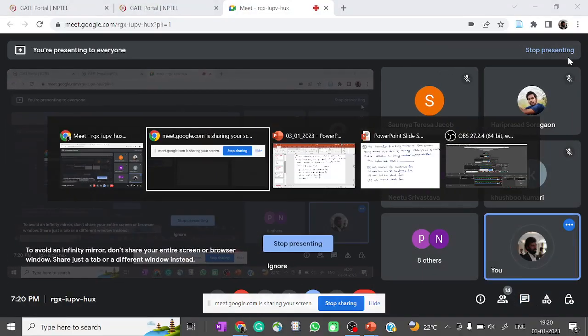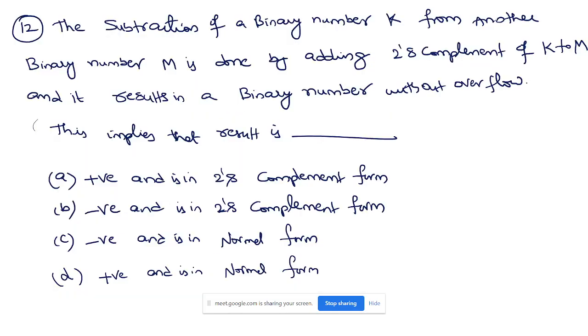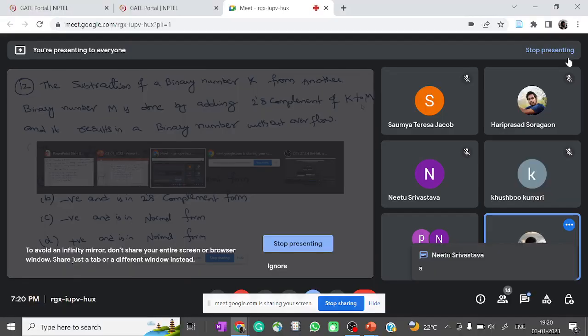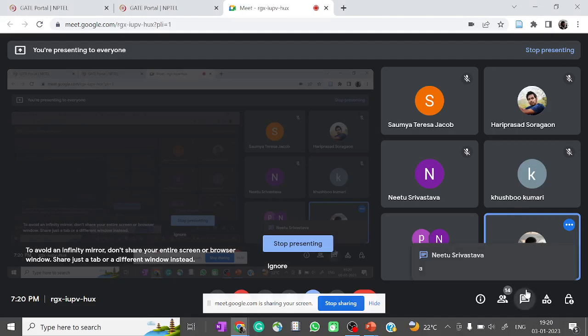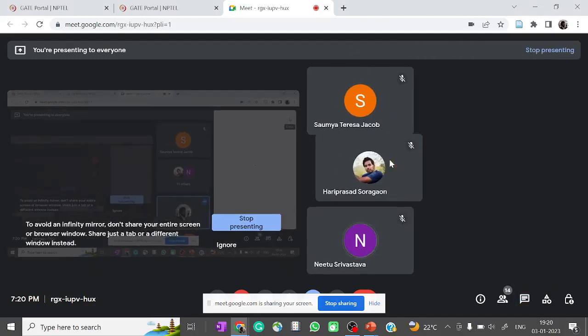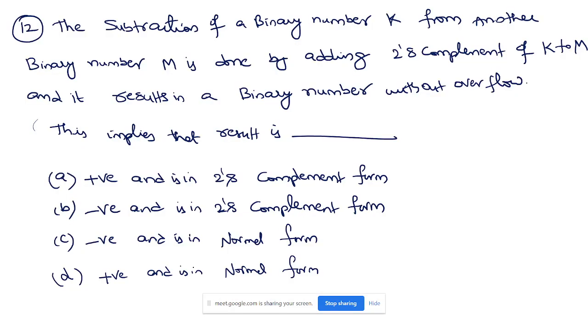Option D. Positive and is in normal form. Okay. A. Positive and is in.